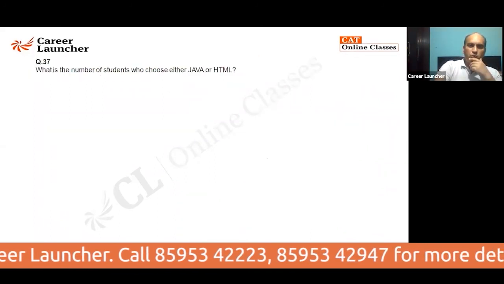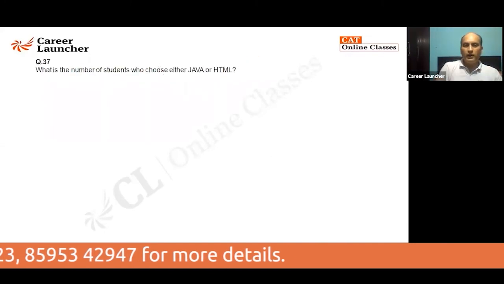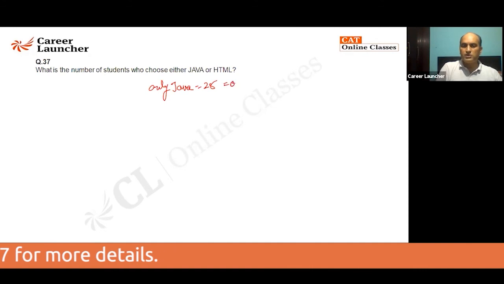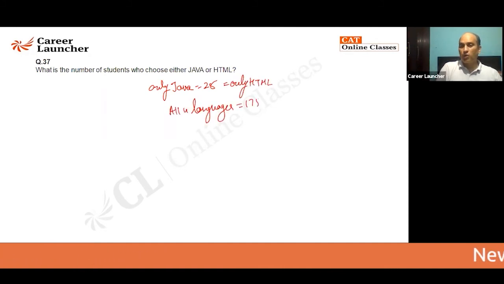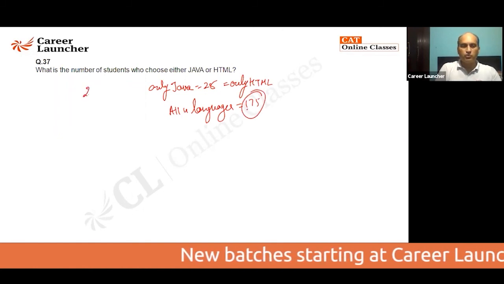What is the number of students who choose either Java or HTML? That will come out to be 225. Here, only Java is equal to 25. Only HTML is also 25. All 4 languages 175, which is common in both of them. So what is that? 25 plus 25 plus 175, that comes out to be 225.